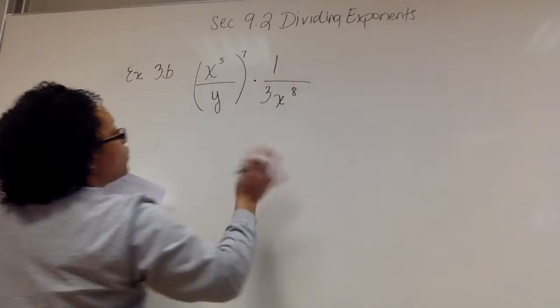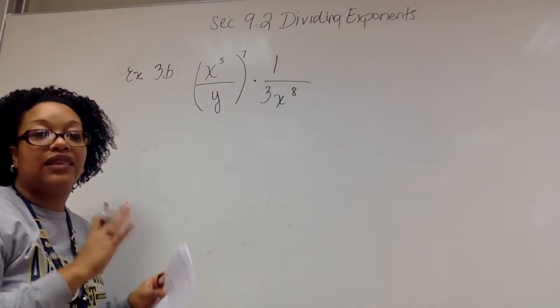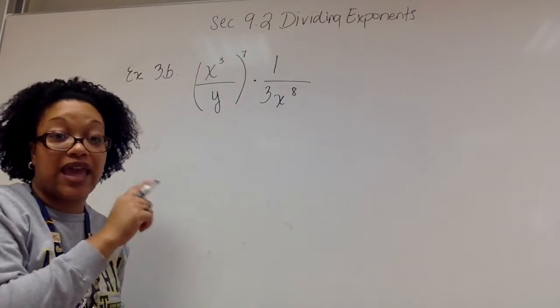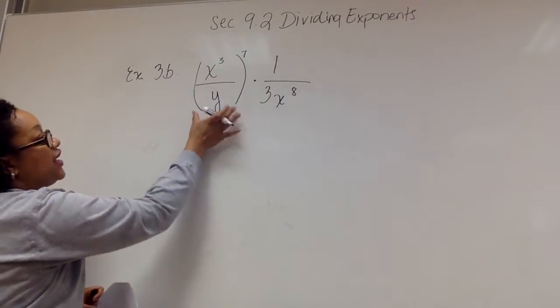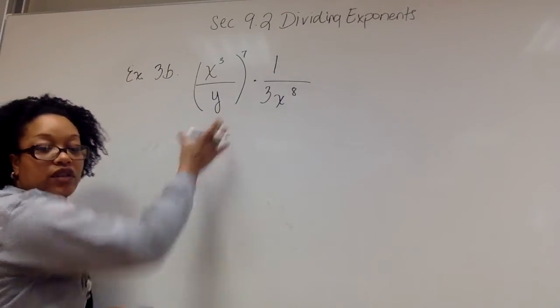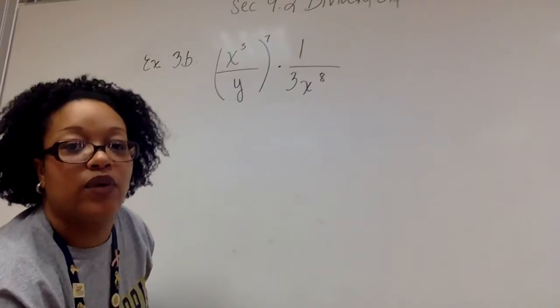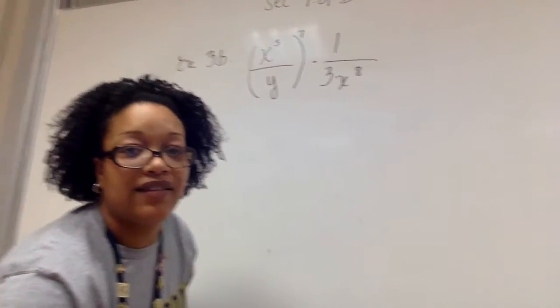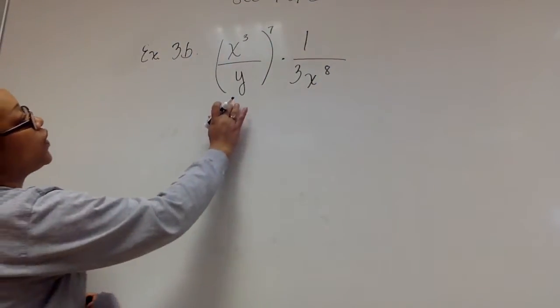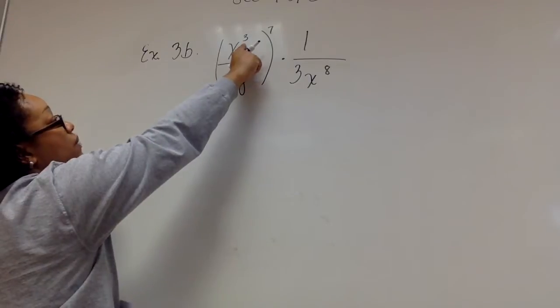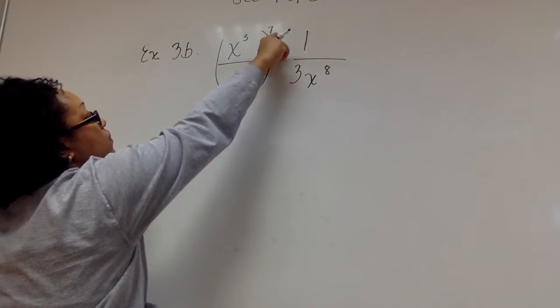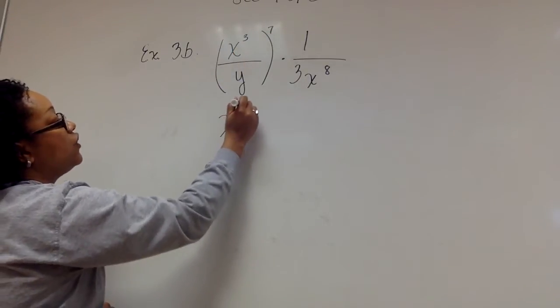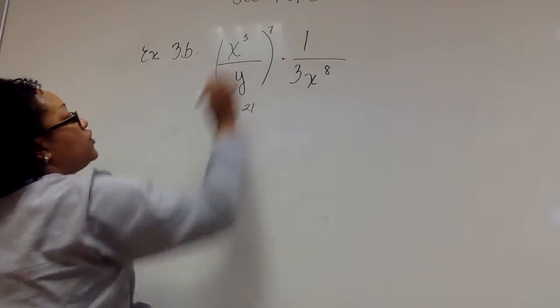So for 3b, we have x cubed divided by y raised to the 7th power, times 1 over 3x to the 8th. So this problem is set up just like the first example, 3a. We've got to take care of what we've got here first. My x already has a 3rd power. If I raise it to the 7th power, that gives me x to the 21st power because you're multiplying.